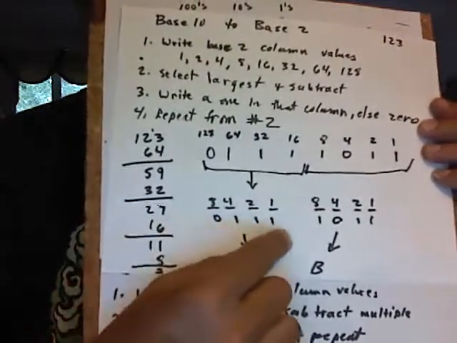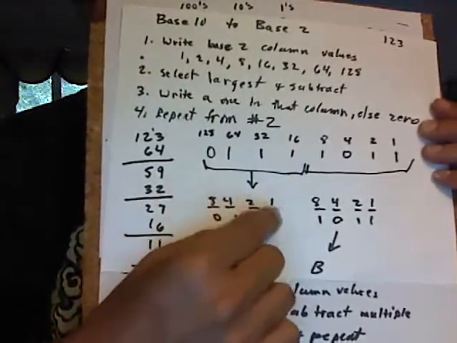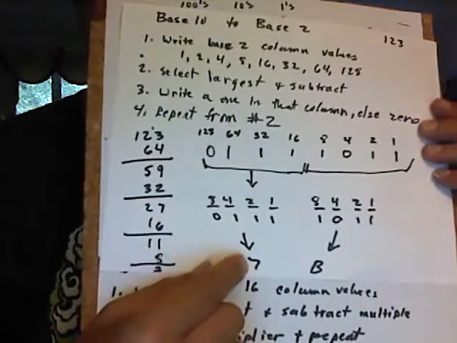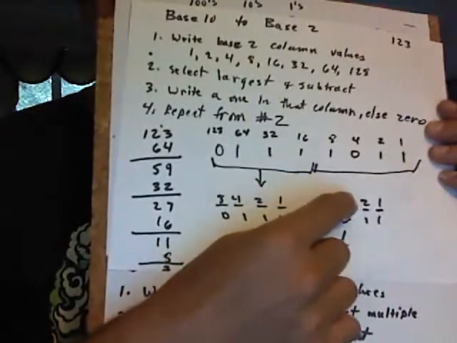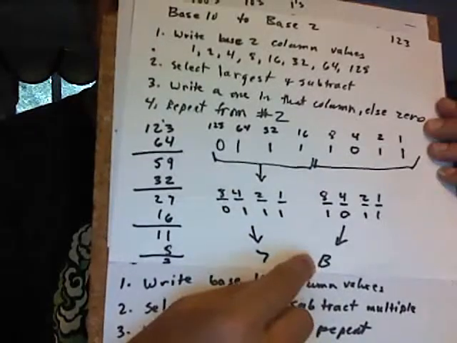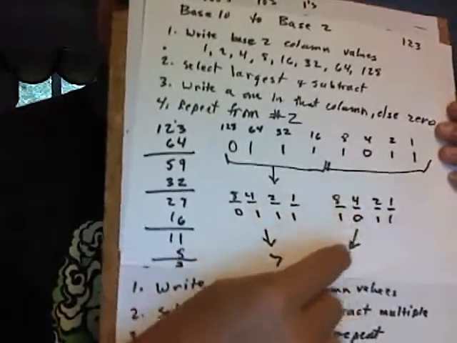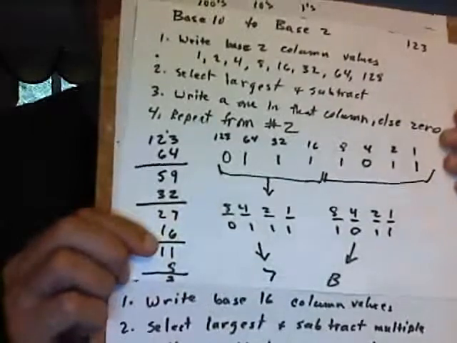So 0, 1, 1, 1, if you look at it, it's 4 plus 2 plus 1, which equals 7, right? And over here we have 8 plus 2 plus 1, which equals B, or 11, right? 8 plus 2 is 10, plus 1 is 11. But in base 16 we write 11 as a B.